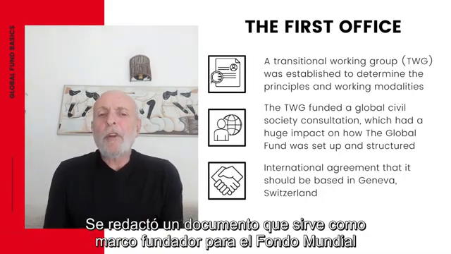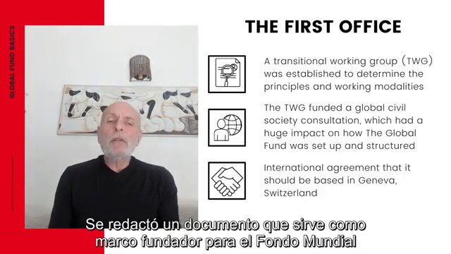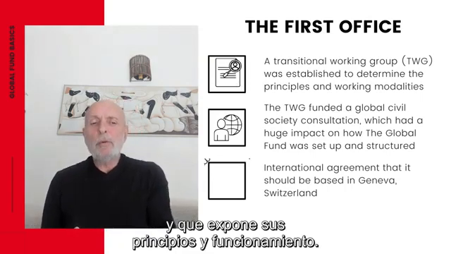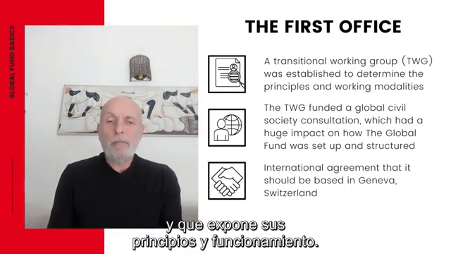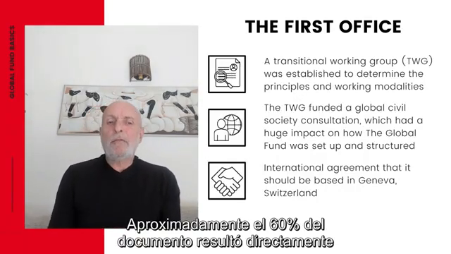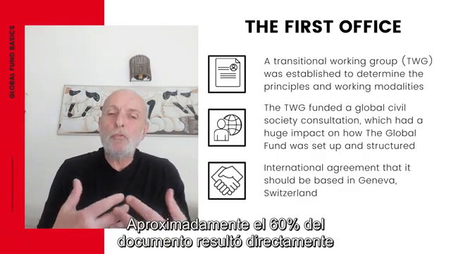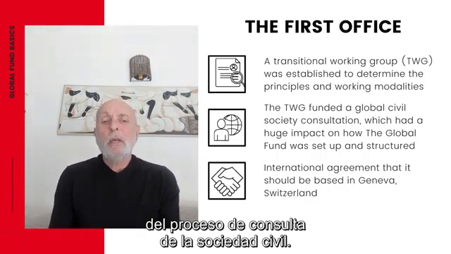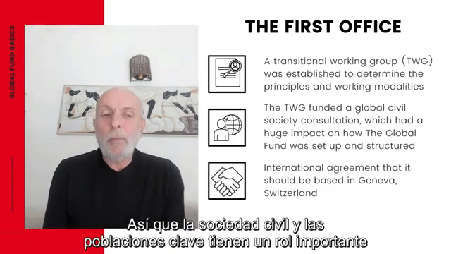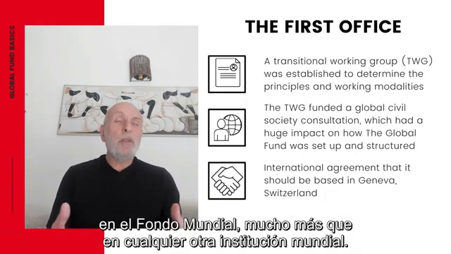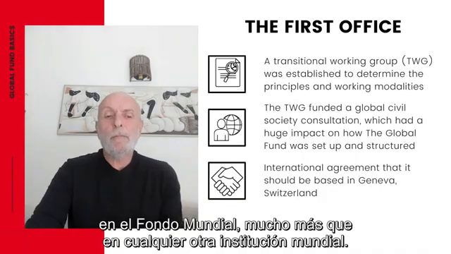The Global Fund Framework document is the founding document of the Global Fund and lays out its principles and its working modalities. And approximately 60% of the framework document emerged directly out of the civil society consultation process. So civil society and key populations have a massive stake in the Global Fund, unlike with any other global institution.